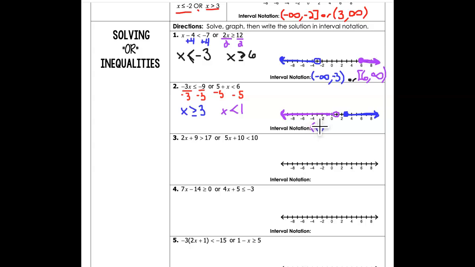I put my parentheses, I draw my negative infinity sign, and then for this first part of our compound inequality, our largest value is 1, but it's not included, so we put our parentheses. Or, now we go to this next part here. My smallest value for this blue piece is 3, and it is included, so it gets a bracket. And then it goes to positive infinity, and it gets a parentheses.